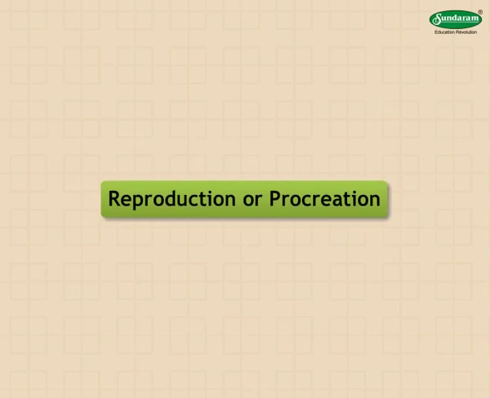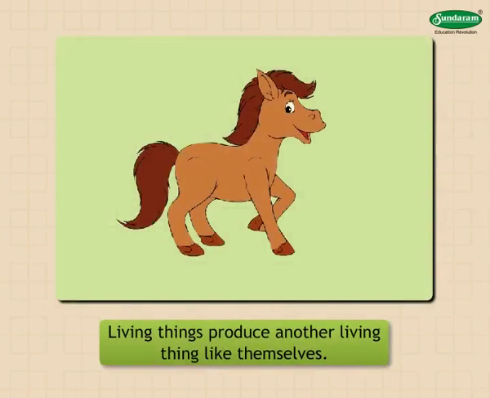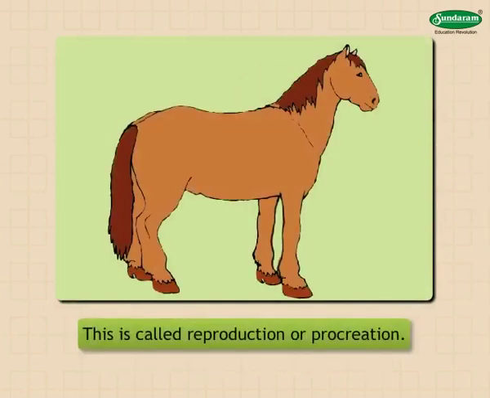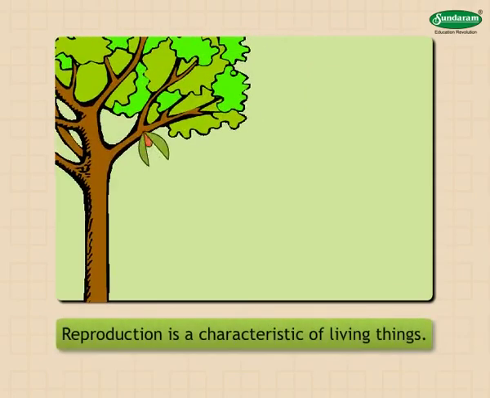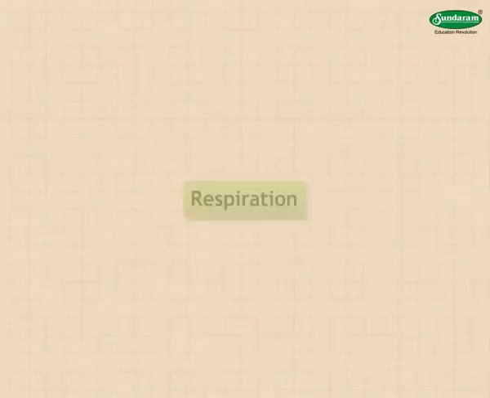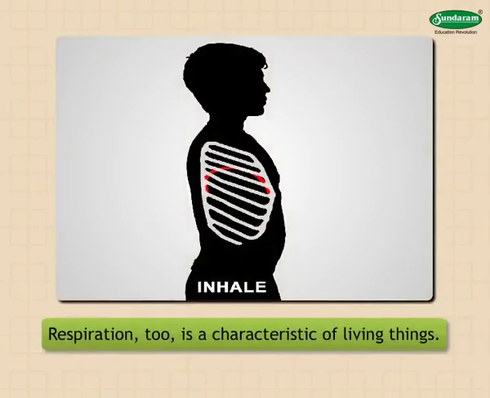Reproduction or procreation. Living things produce another living thing like themselves. This is called reproduction or procreation. Reproduction is a characteristic of living things. Respiration. Respiration too is a characteristic of living things.